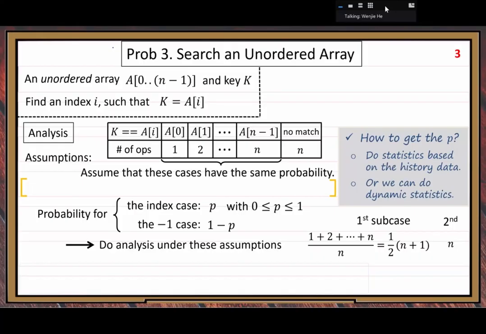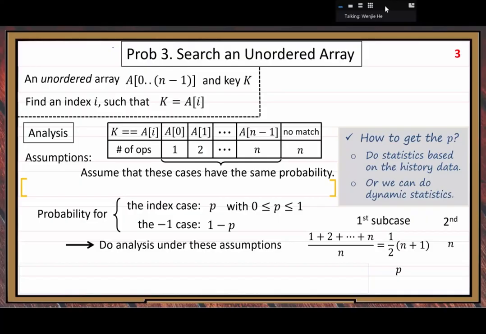All right, now you have two numbers. First subcase, this number. Second subcase, that number. The next question, how to combine these two numbers to get a final overall efficiency number. Another combination between these two numbers in a fair way. That's the final step we need to do.